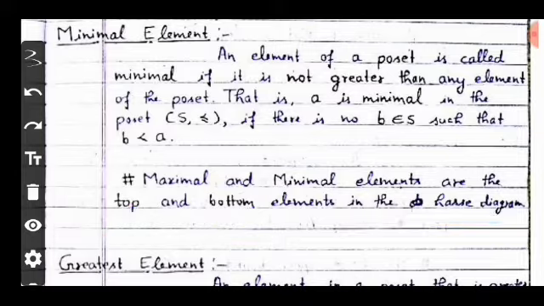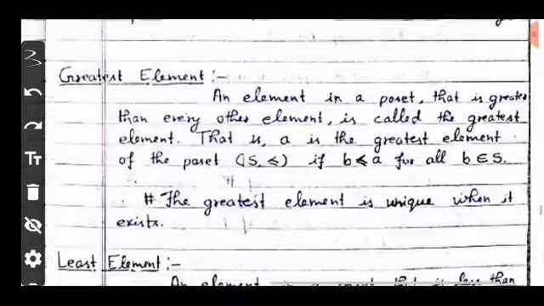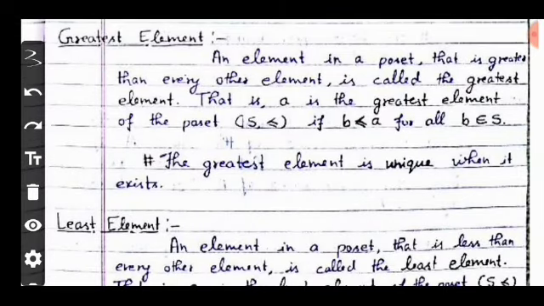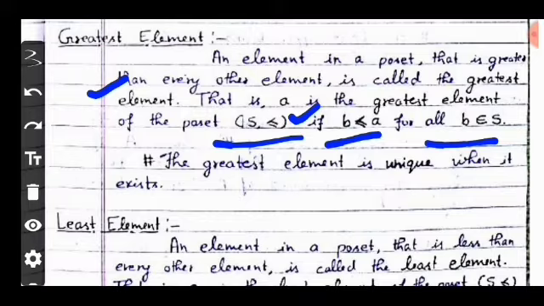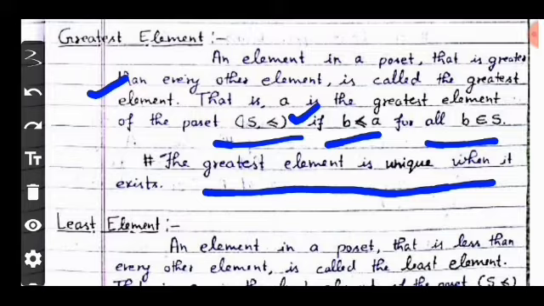Now move on, the next point is your greatest element. An element in a poset that is greater than every other element is called the greatest element. That is, A is the greatest element of poset (S, ≤) if B is less than or equal to A for all B belonging to S. Here an important point is that the greatest element is unique when it exists.